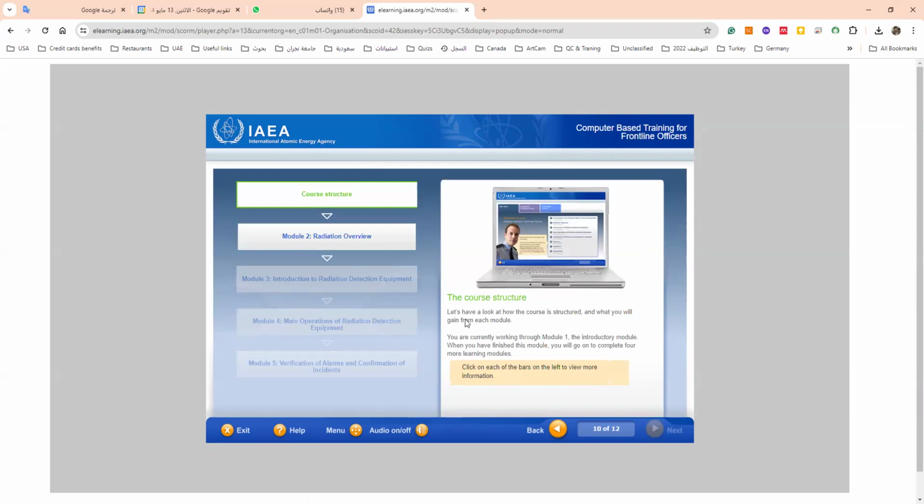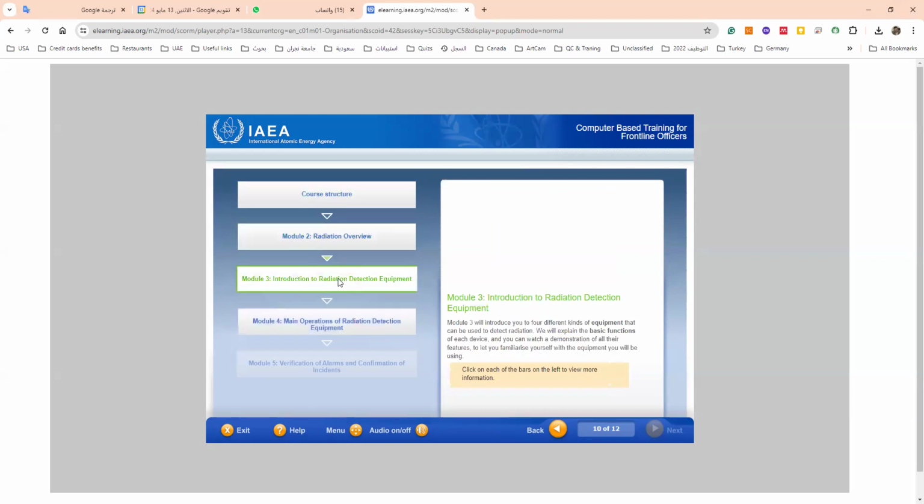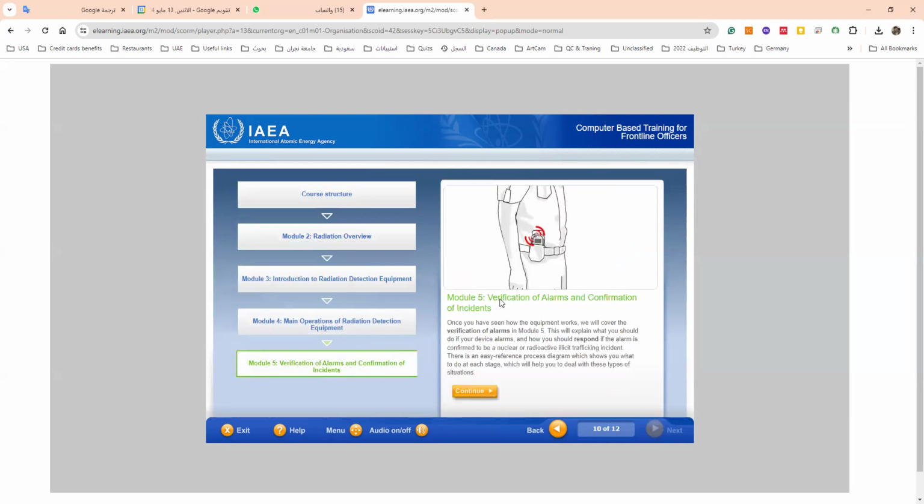Course structure. Let's have a look at how the course is structured. You are currently working through module one, which is the introductory module. When you have finished this module, you will go on to complete four learning modules. Radiation overview, this will be the second module. And the third module will be introduction to radiation detection equipment. And please, if I go very quickly, please read all the details that appear in front of you. Module four is the main operation of radiation detection equipment, and module five is verification of alarm and confirmation of incidents.